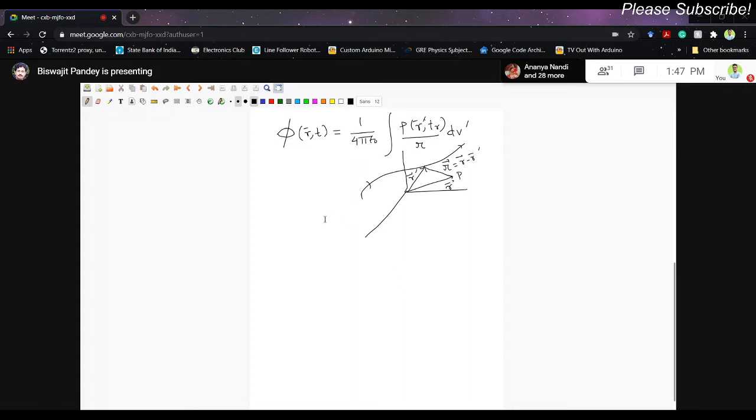Now, if you look at this integrand here, what is dv prime here? That you have to figure out, right? So dv prime must be some small volume element surrounding the point charge. So let us consider a small volume element surrounding the point charge. Now, if you want to carry out this integral, how do we deal with these different variables?